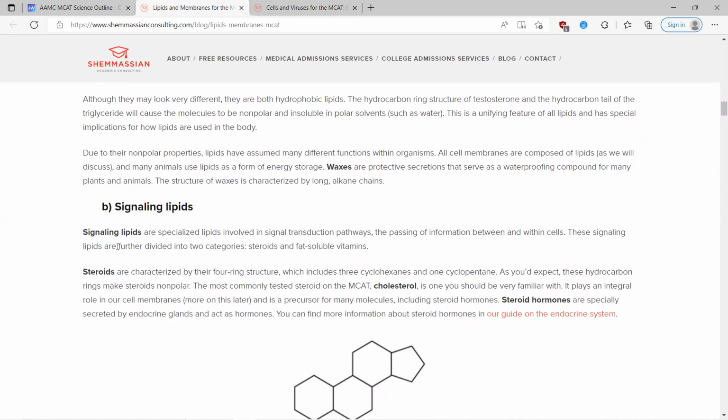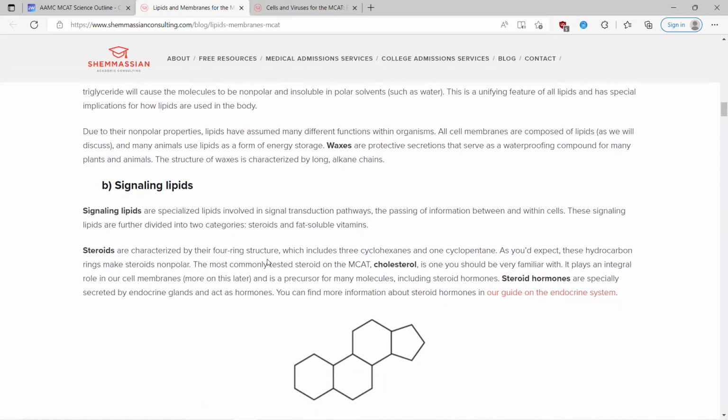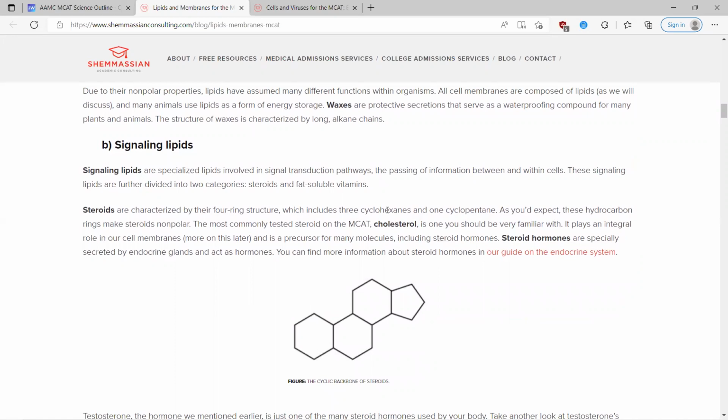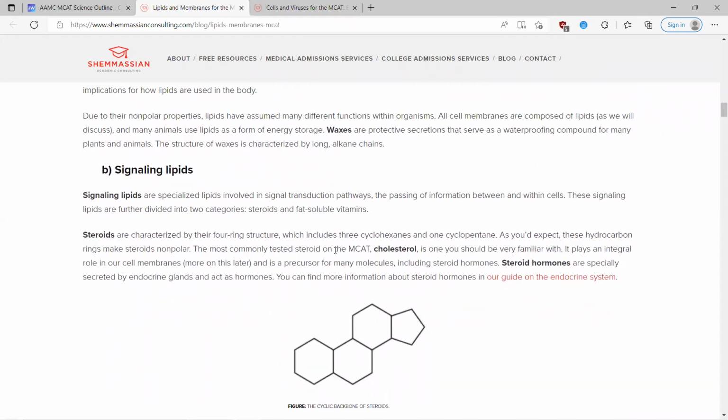These lipids are in two categories, steroids and fat-soluble vitamins. Steroids have a four-ring structure like this, which has 3 cyclohexanes, 6-membered rings, and a pentane, a 5-membered ring. So these hydrocarbon rings make steroids nonpolar. And cholesterol is the major steroid that you should know about.